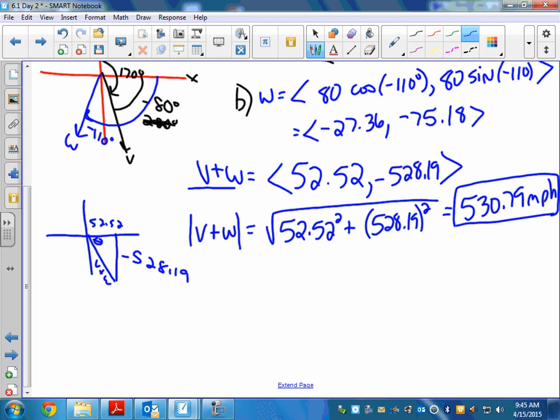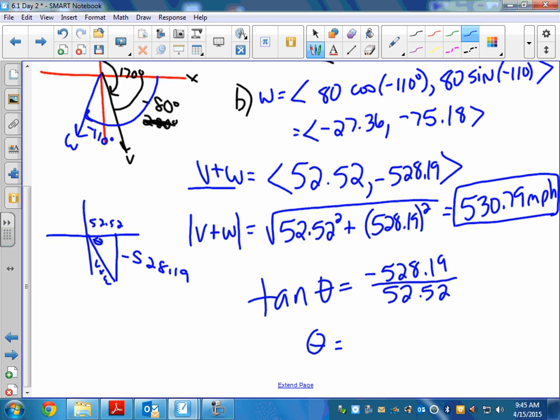Yeah, tangent. And it always will be tangent, because if you know the vertical and the horizontal component, it makes sense that you would use tangent, so you don't have to draw the picture every time. But I wanted to show you that tangent would equal negative 528.19 over 52.52. And how would I solve that for theta? Inverse tangent on my calculator. And I got negative 84.32 degrees.